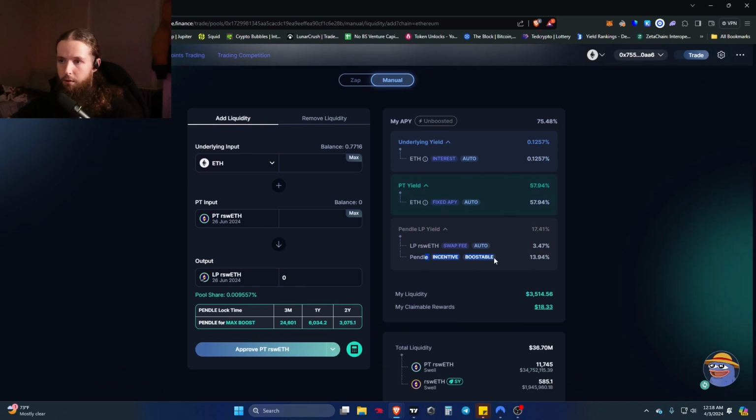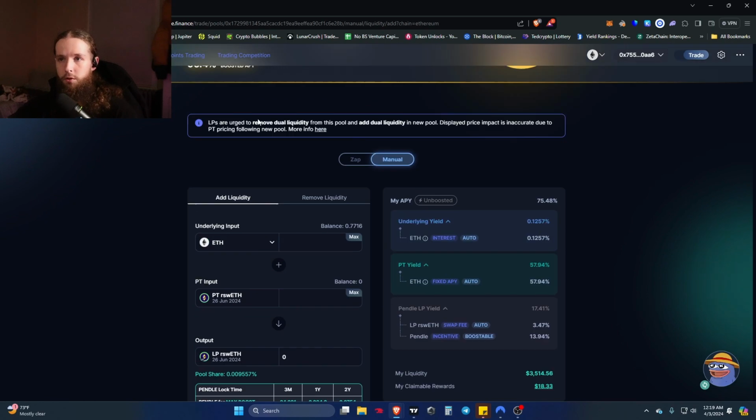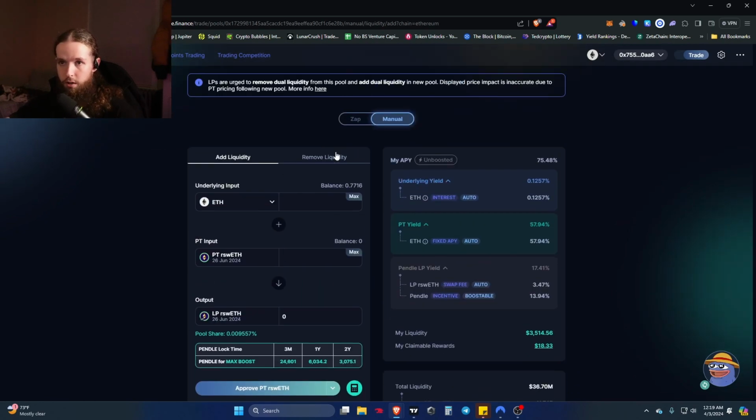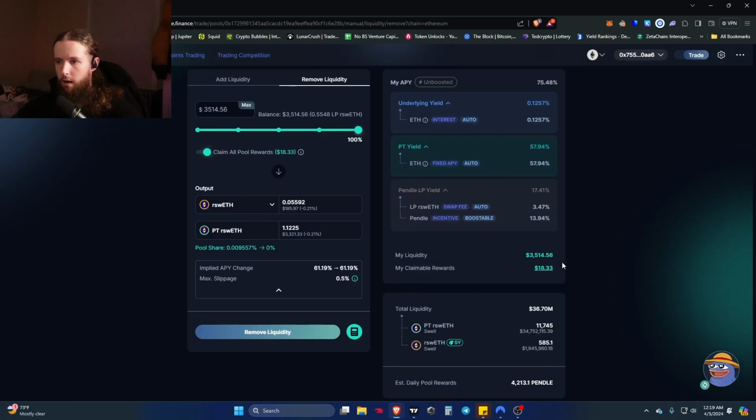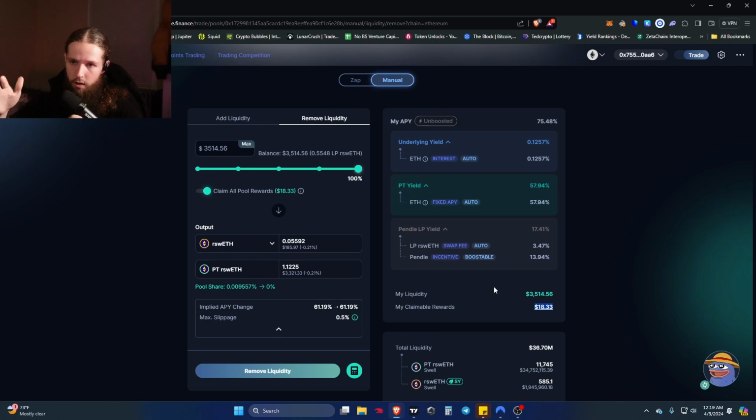13.94% Pendle token incentive. So for this specific pool, I've personally been in this pool for maybe a month now, and I've earned basically effectively $18 worth of Pendle for having provided liquidity, basically a little over 1 RSW ETH worth of liquidity. So that has been pretty nice. And I'm also earning 57.94% APY on the PT.